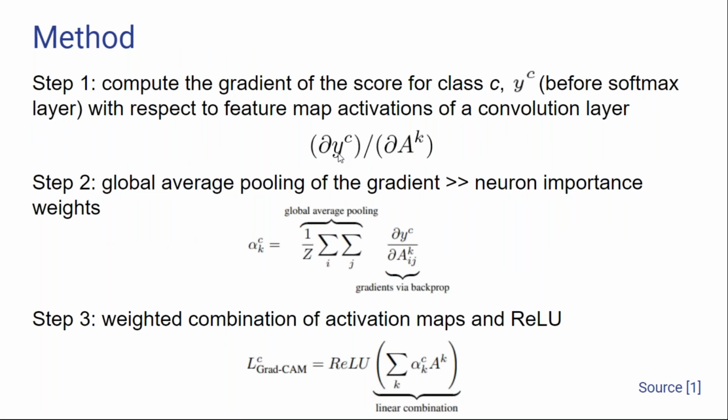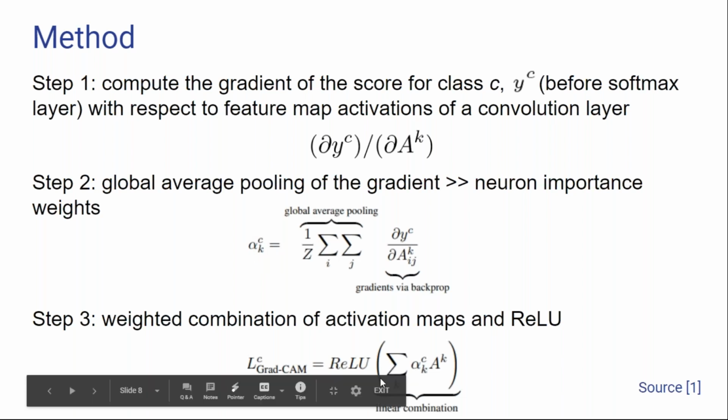So you compute the gradient of that particular class with respect to the feature map activations. Once you have this gradient, you do a global average pooling. That gives you the weights, the neuron importance. Then you multiply these weights with the actual feature map activations and apply a ReLU, and that will give you a Grad-CAM. So it's a very simple three-step process.